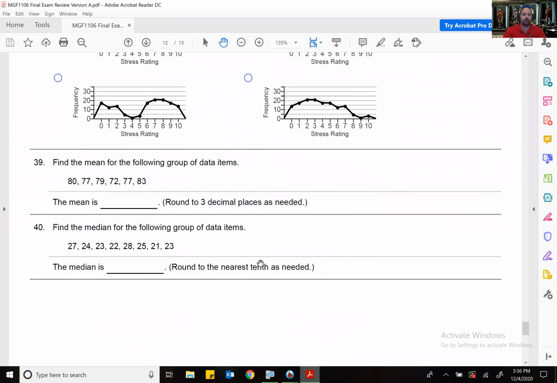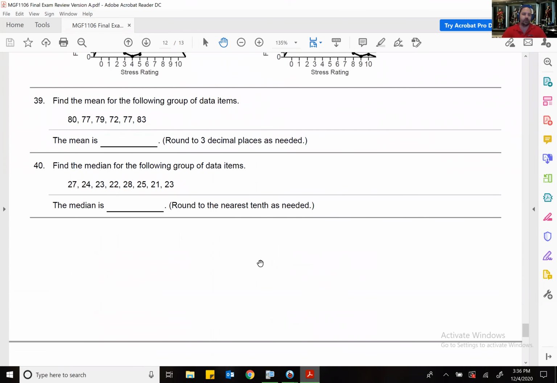39. We're going to use our calculator to help us find the mean. How do you find the mean of data? What does mean mean anyway? You add all the numbers and divide by the total number. You got it. You add all entries and divide by the total number of entries.